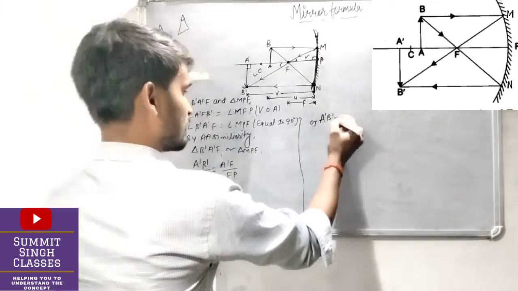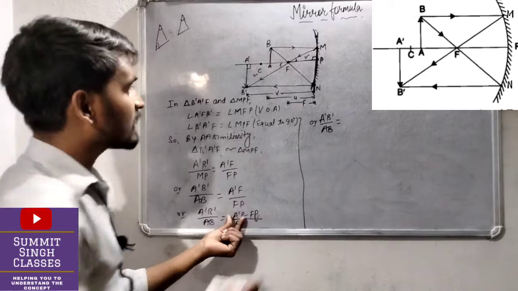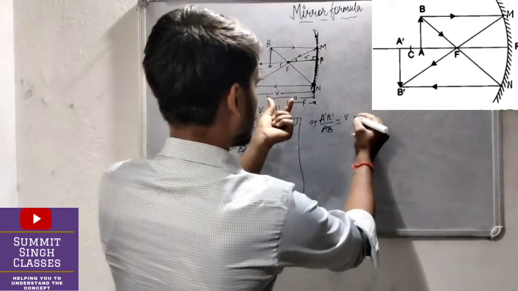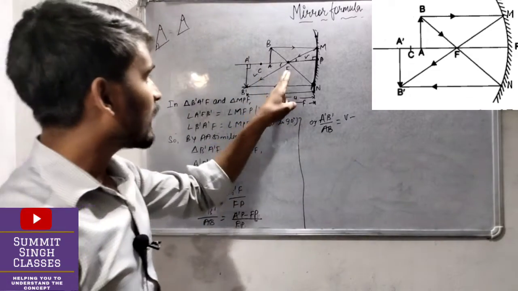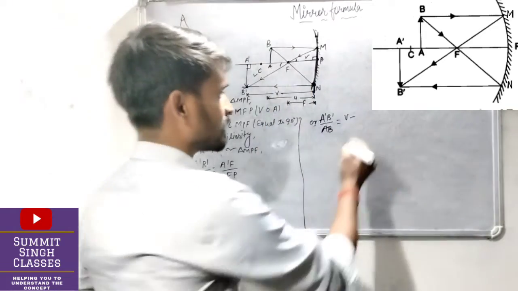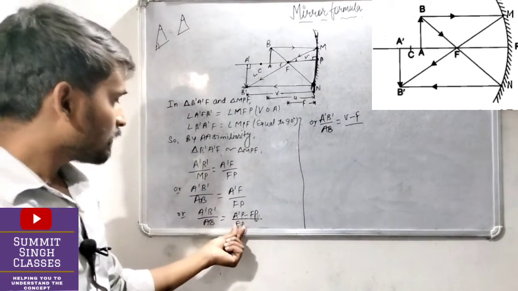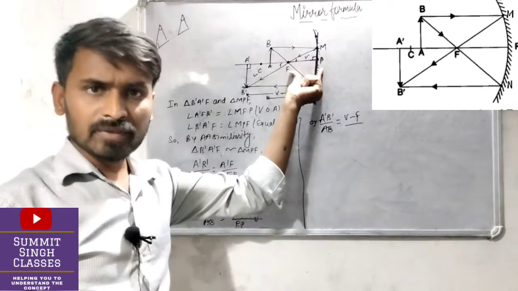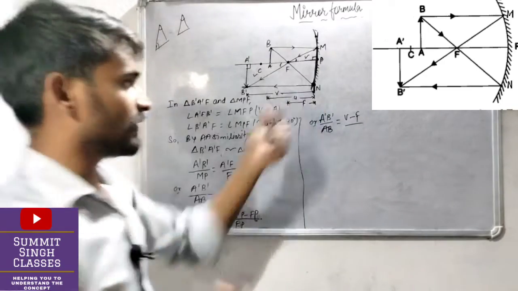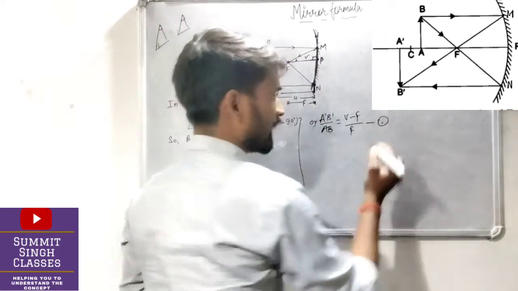Now A'P stands for the image distance, so we can write A'B' by AB is equal to A'P, which is v, minus FP. The value of FP is the focal length, denoted by f. So we can write f here. FP or PF, both are the same thing, so in place of PF we write f only. And this is the first equation that we have.